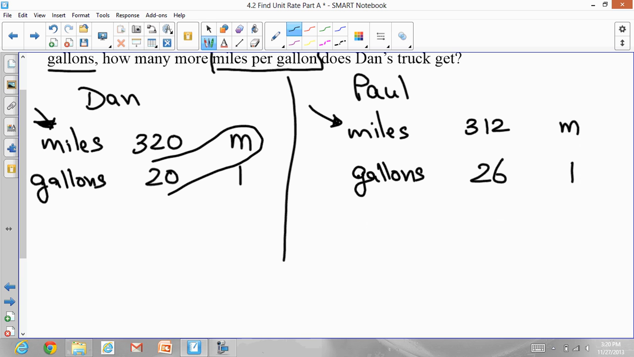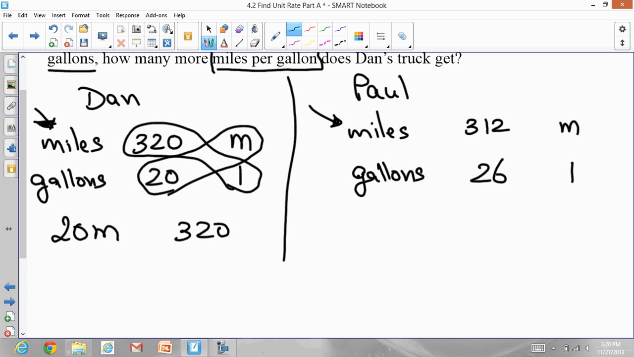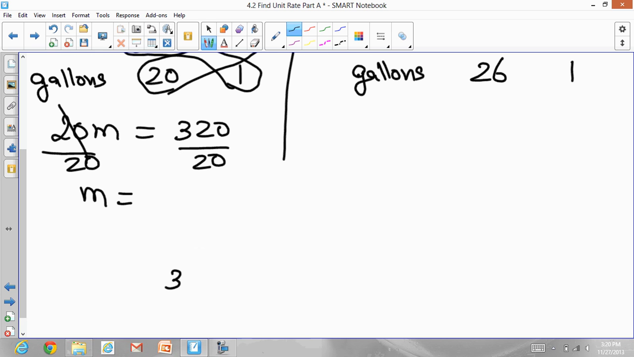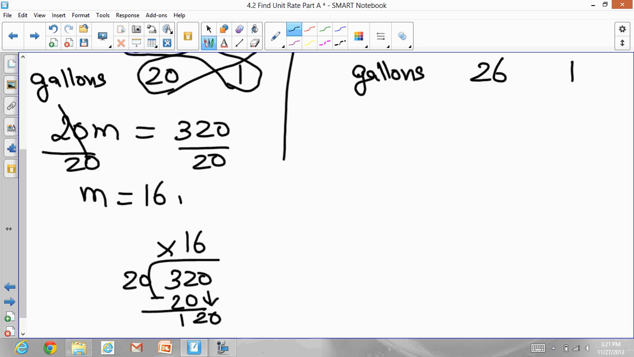20 crossover and multiply to give you 20M. 1 times 320 to give you 320, equal sign. Divide by 20, divide by 20, cancel. M is equal to, now we need to put the 320 in the shelter and divide it by 20. 20 cannot go in a 3, 20 can go in a 32 one time, so that gives you a 20. Subtract, 12, bring the 0 down. 20 goes into 120 6 times, so that means he's going to get 16 miles per gallon.